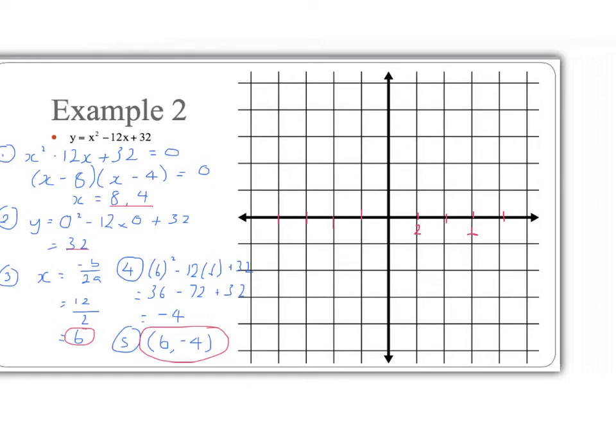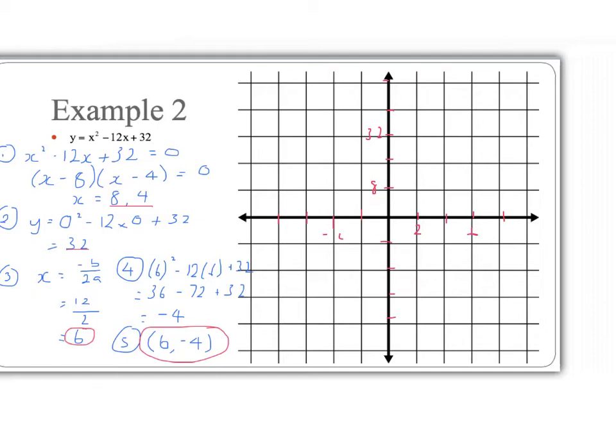And then for the y-axis, let's see, the y-intercept is 32. So that means I think we'll go up in 8s. So 8, 16, 24, 32, 40. Alright, and the same below the x-axis as well.